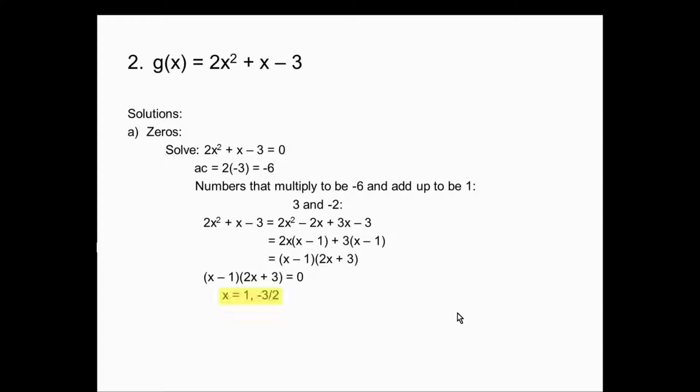And then you're going to set each factor equal to 0. I get the 1 from x minus 1. I get negative 3 halves from 2x plus 3 equals 0. Remember, you subtract 3 and then divide by 2. So those are my two zeros, 1 and negative 3 halves.